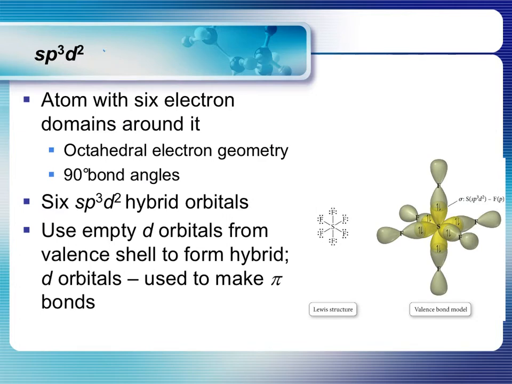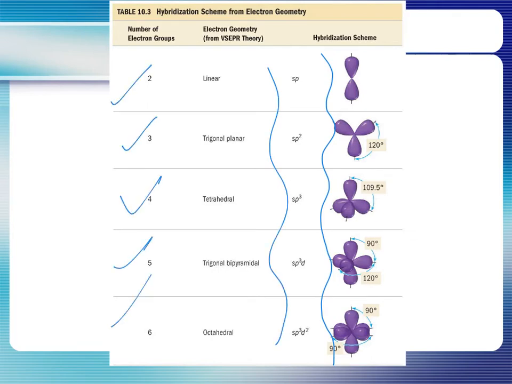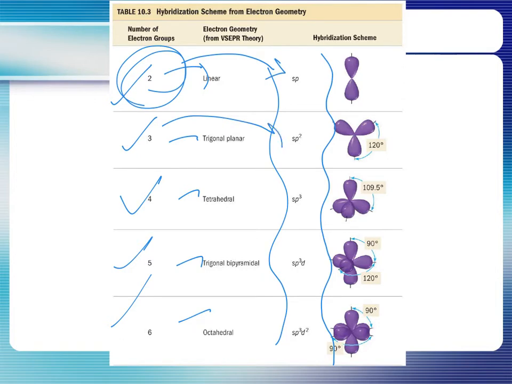And finally, if you have 6 domains around a central atom, the hybridization is sp3d2, which is an octahedral geometry. And here is a summary. There's not really anything new in this chart. You should already know the electron domains and what electron domain shape is associated with them. What's new is you now have to associate however many electron domains you have with a hybridization. So you may want to jot this down.